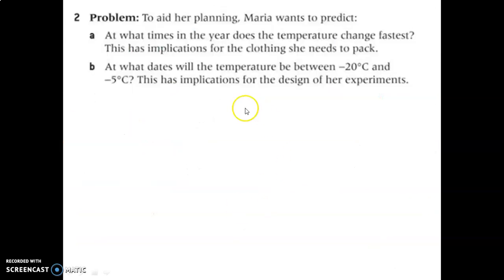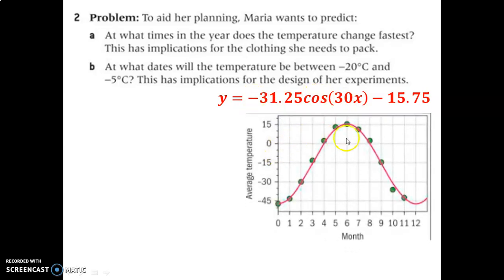Okay, so problem. These were the two questions that she wanted to answer. At what times of year does the temperature change fastest? And when is the temperature between -20 and -5? Let's take a look. So here's the model we just changed it to, cosine with the negative here. Here's our data, okay, and the model on there.